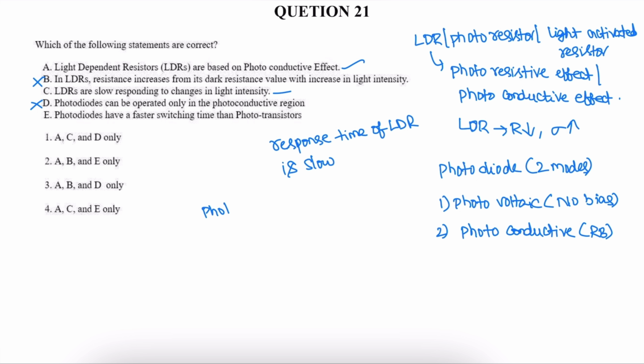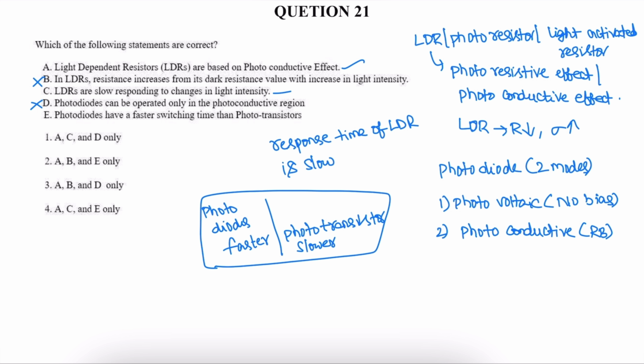Photodiodes are faster when compared to phototransistor. The phototransistors are slow. When compared between photodiodes and phototransistor, photodiodes are faster.